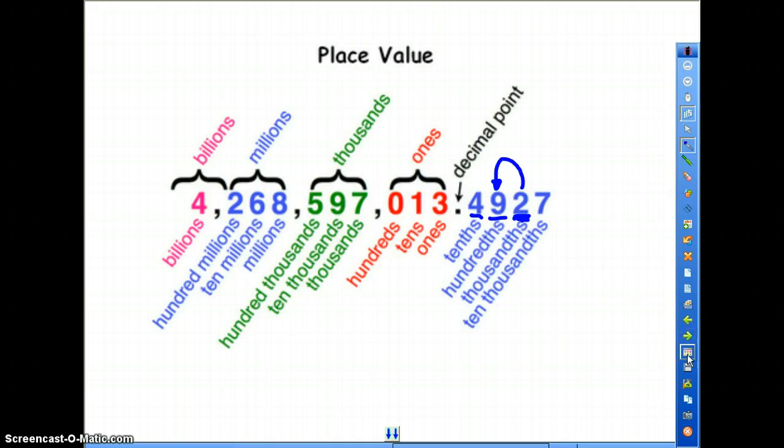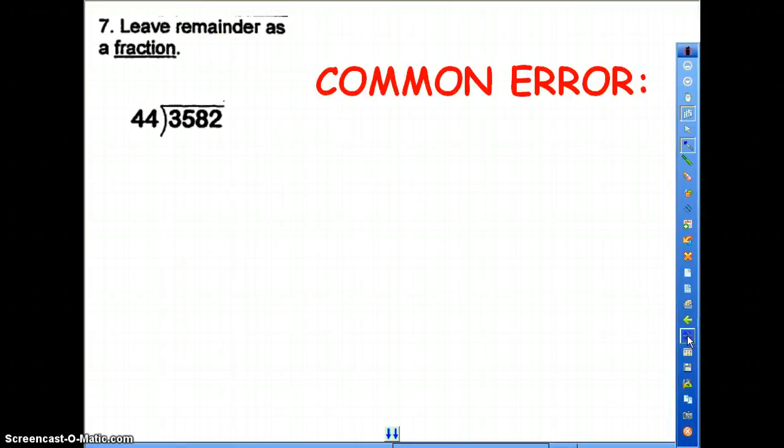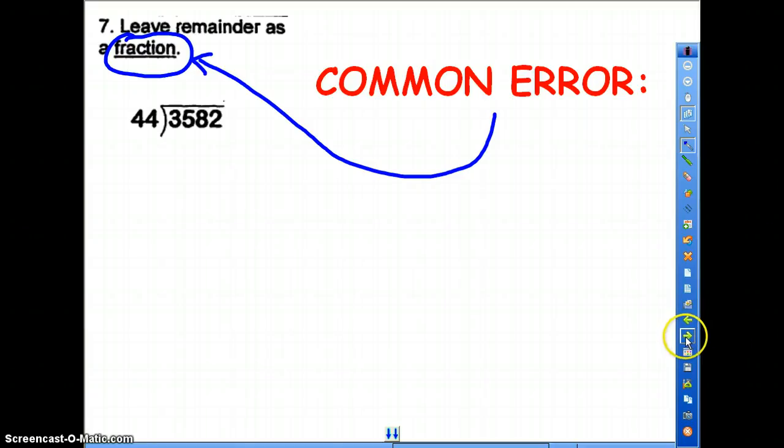Okay, problem number 7 is always going to be long division again, but instead of having a decimal part as a remainder, we're going to leave our fraction as a remainder. Leave remainder as a fraction. Okay? Common error. What is the common error here? Yeah, they leave it as a decimal and not a fraction. If you leave it as a decimal, I'm going to mark it wrong.